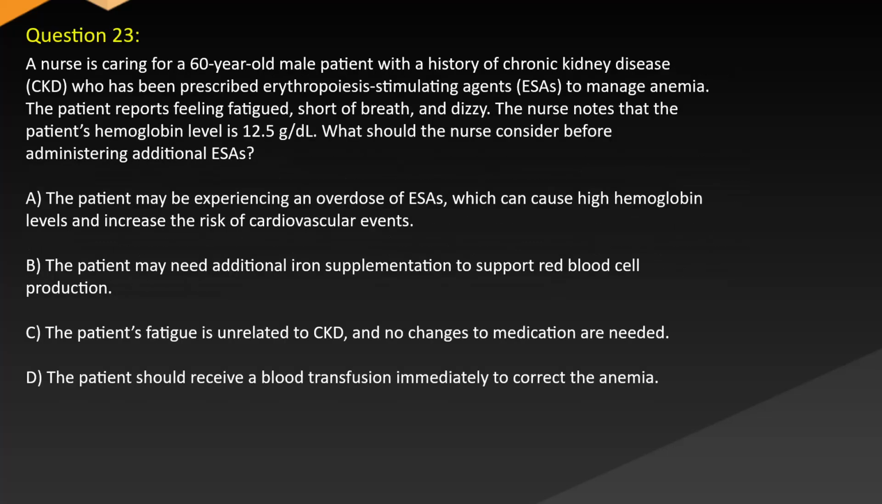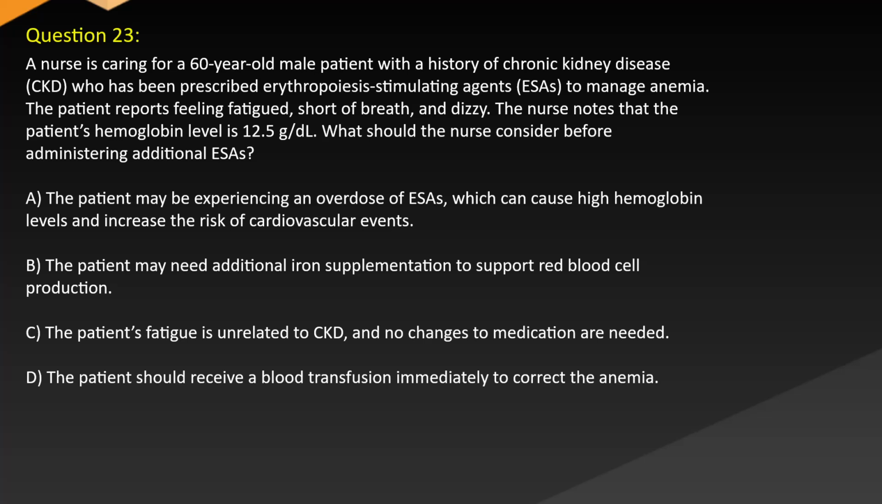Question 23. A nurse is caring for a 60-year-old male patient with a history of chronic kidney disease (CKD) who has been prescribed erythropoiesis-stimulating agents (ESAs) to manage anemia. The patient reports feeling fatigued, short of breath, and dizzy. The nurse notes that the patient's hemoglobin level is 12.5 grams total. What should the nurse consider before administering additional ESAs?